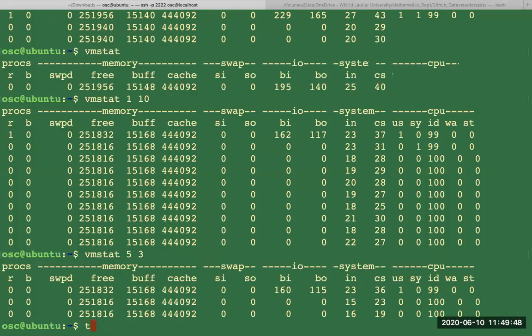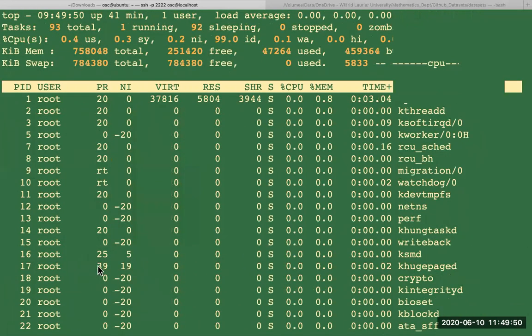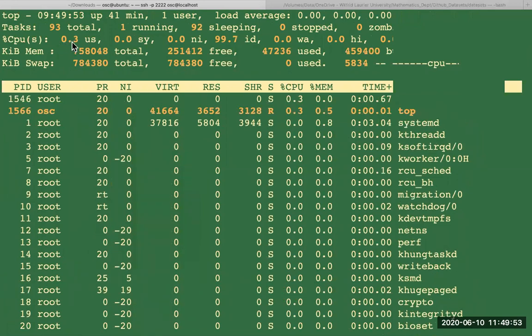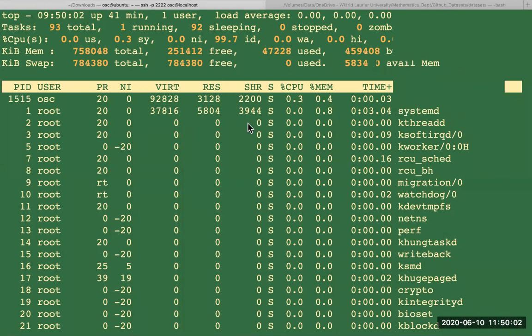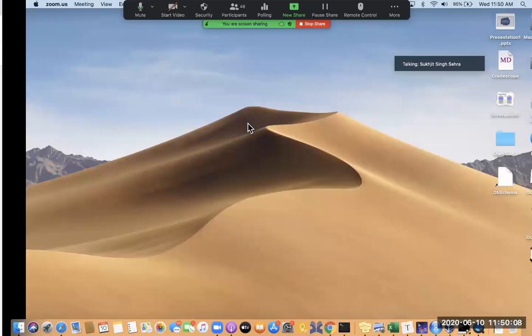Now top is one of the commands that we have been discussing a lot. The same thing is happening here, but we have a snapshot of how your processes are working and showcasing the utilization of your computer.